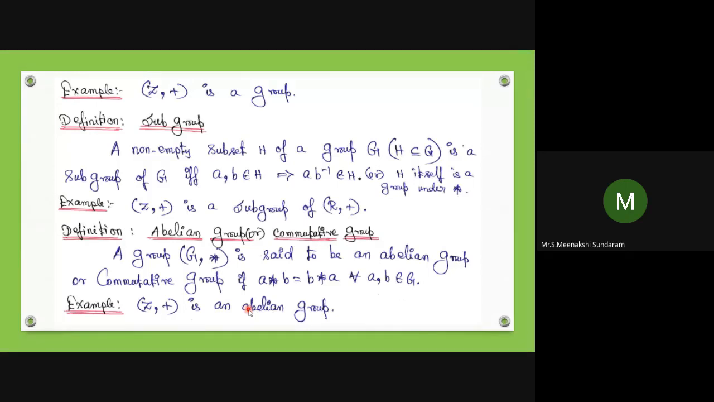Now an example. The set of all integers with addition is a group. What about multiplication on the integers? Under the operation multiplication, does it form a group or not?